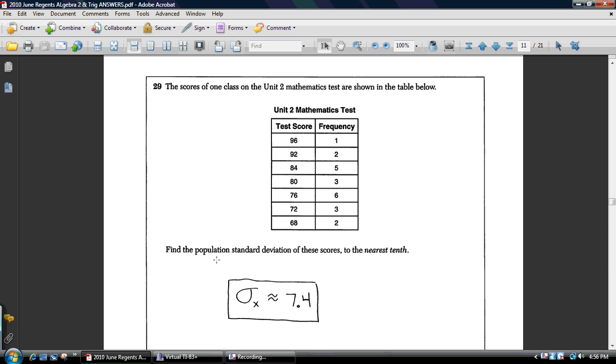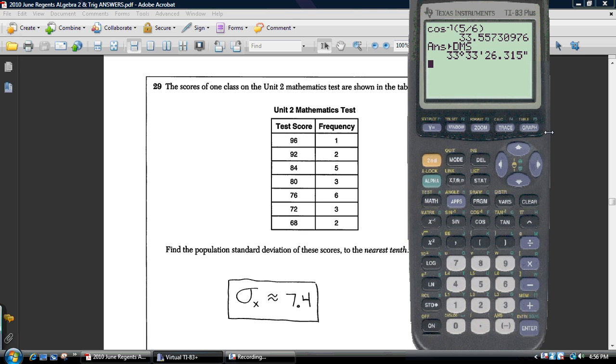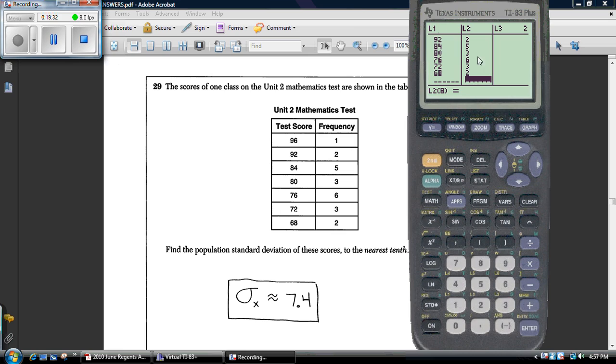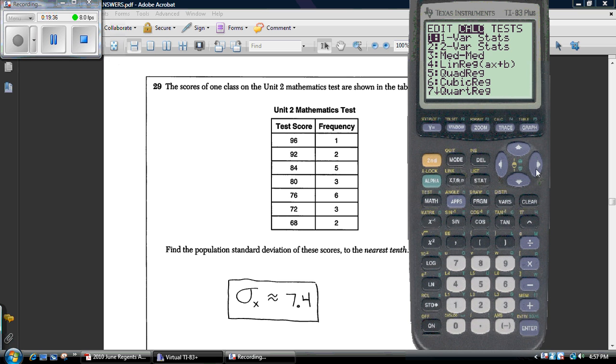This guy right here, let's see, find the population standard deviation. Just break out your calculator, hit stat, edit, list 1. You want to enter all these numbers in. I'm not going to make you watch me do that. I'm just going to plug them in real quickly. Basically I plugged the test scores into list 1 and the frequency into list 2, and then here's what you do. You hit stat, you go to calc, you go to one variable statistics.